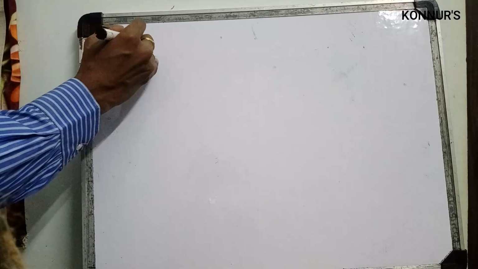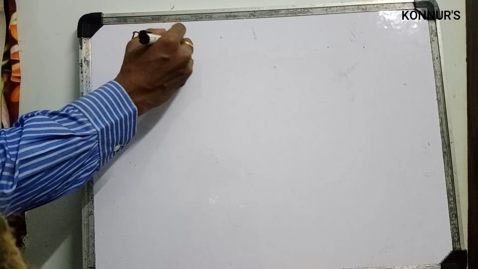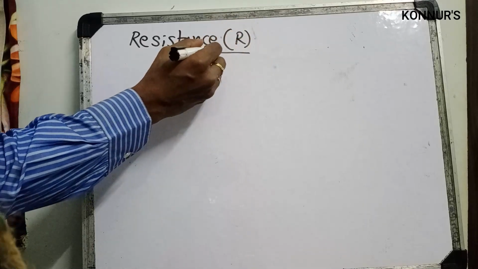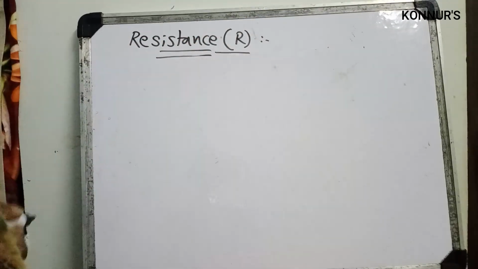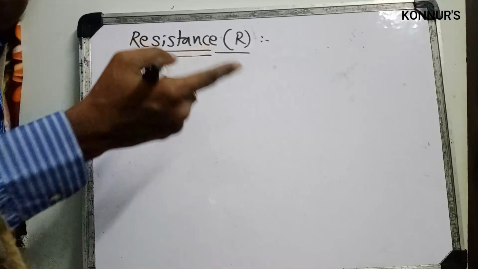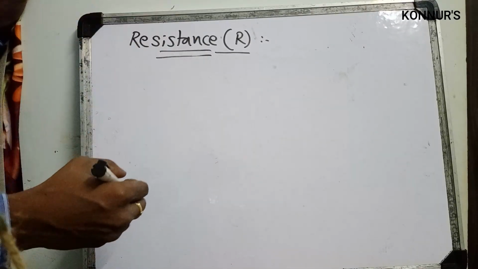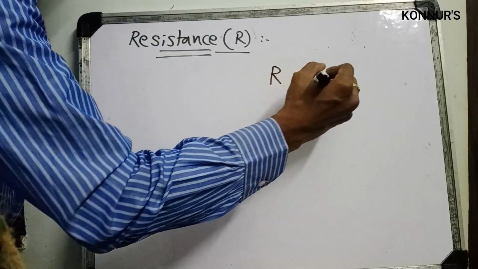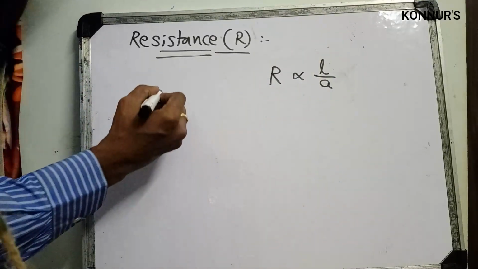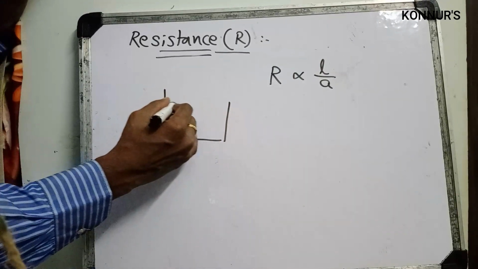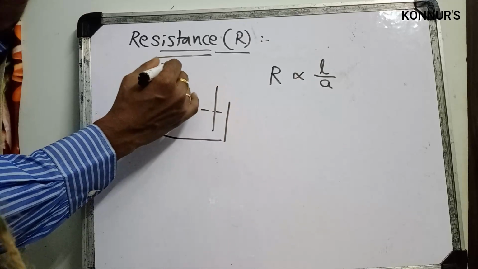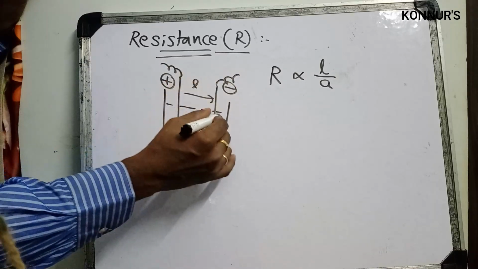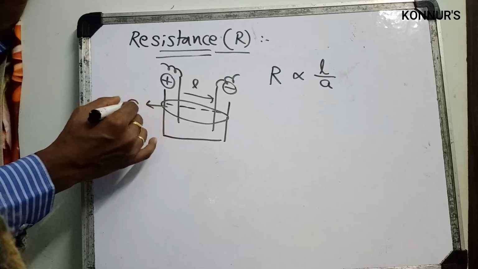So next we will discuss resistance. It is indicated with R. So what is resistance? See, the opposing nature of flow of current in the solution is called resistance. The resistance is directly proportional to L by A. Already we know what L by A is. The distance between two electrodes is L, and the cross section area is A.